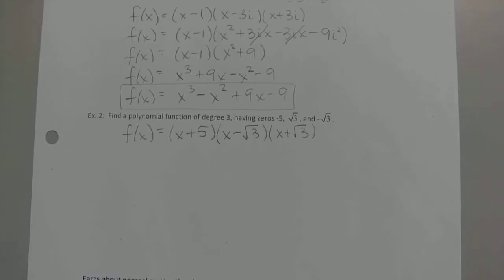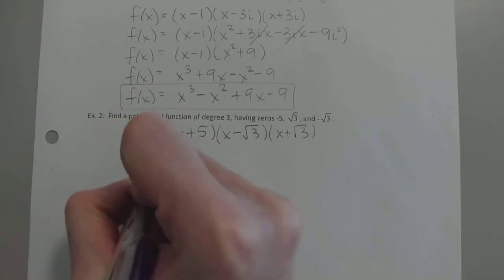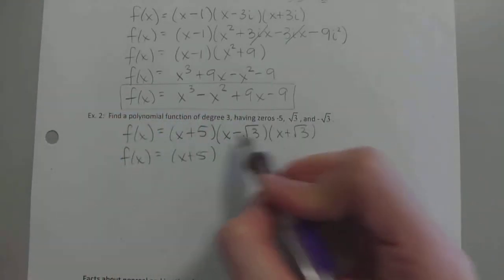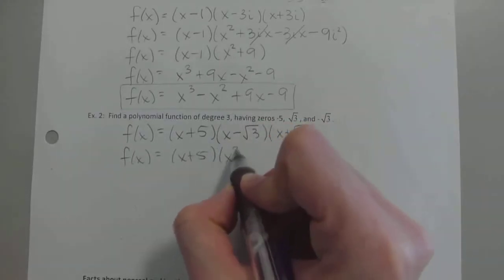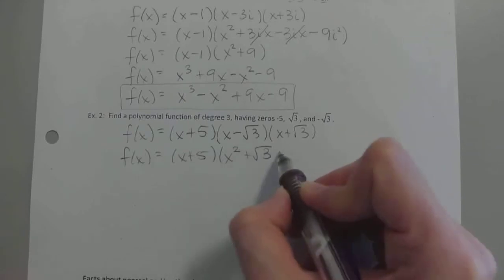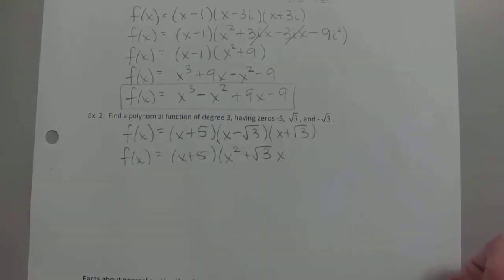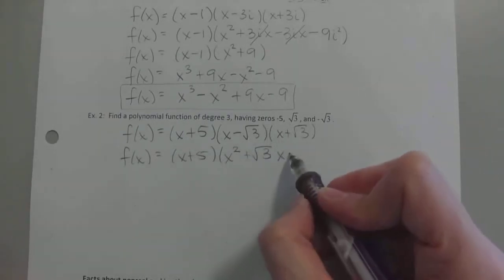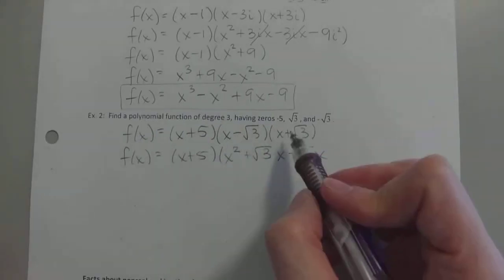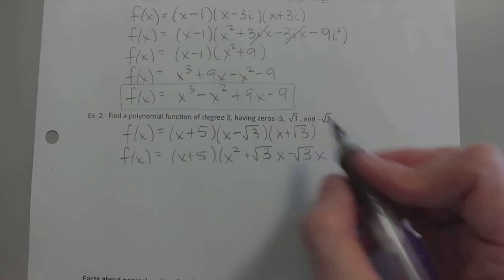Okay, so what we could do is we're going to multiply. And again, I just do the back two first. Let the first one kind of hang out. So we'll have f of x equals x plus 5. And then we're going to FOIL this. So x times x gives us x squared. X times a positive root 3 is a positive root 3x. Negative root 3 times x is just a negative root 3x.